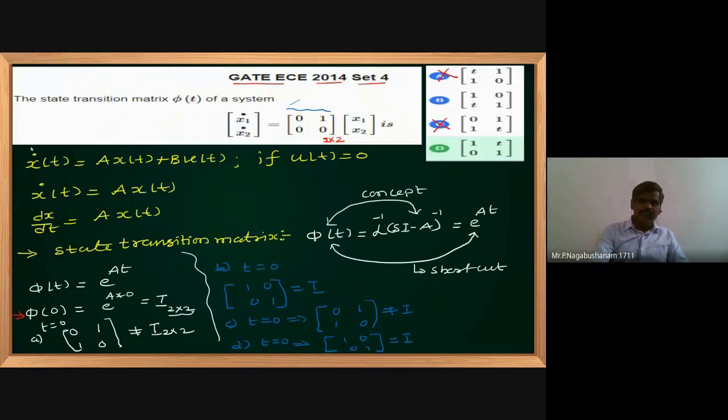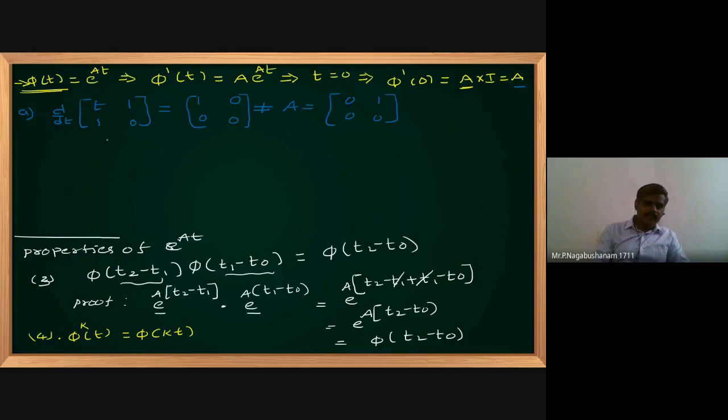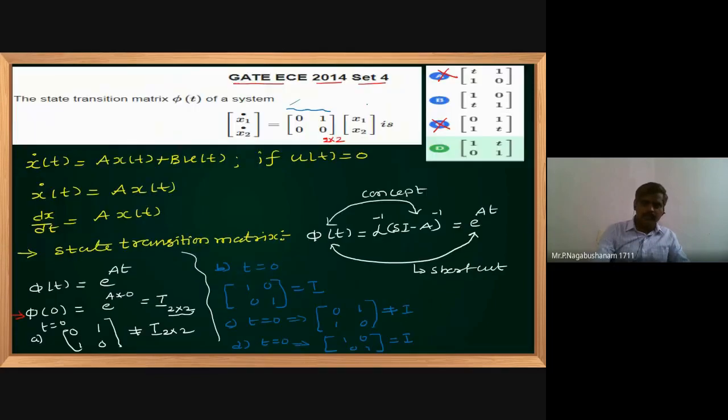A and C are not required to check. Let me check B, because A and C are eliminated. B is 1, 0, t, 0. Taking d by dt, the derivative is 0, 0, 1, 0. It is not the A matrix, which is 0, 1, 0, 0. It is not required to check D because A is already eliminated. I have to check whether it's B or D.